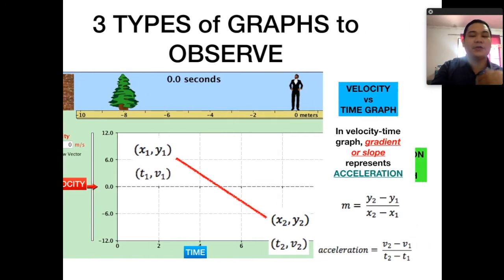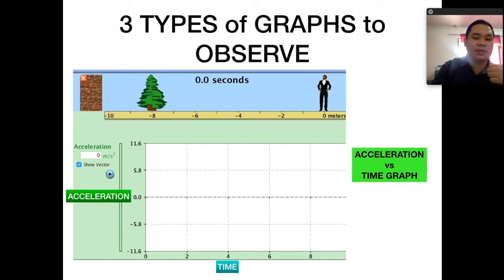Another graph that we have to observe is the acceleration versus time graph. So we have to take note of this. From these 3 graphs, the distance-time graph, velocity-time graph, and acceleration-time graph, we have to observe what is really happening as the object or the car moves on. So let's explore more later.